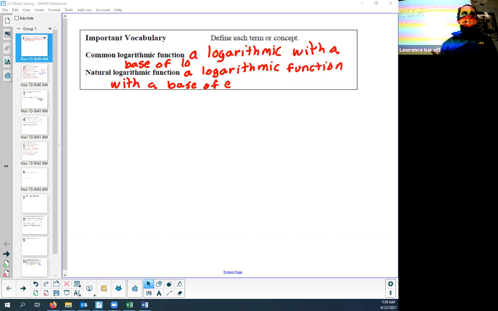In 3.1, we talked about exponential equations. Exponential equations necessarily weren't a new concept. I believe you've been seeing exponentials since Integrated Math 1. The inverse of an exponential is a logarithmic function. So we had two basic logarithms. We have the common logarithmic function, which is a logarithmic function with a base of 10.